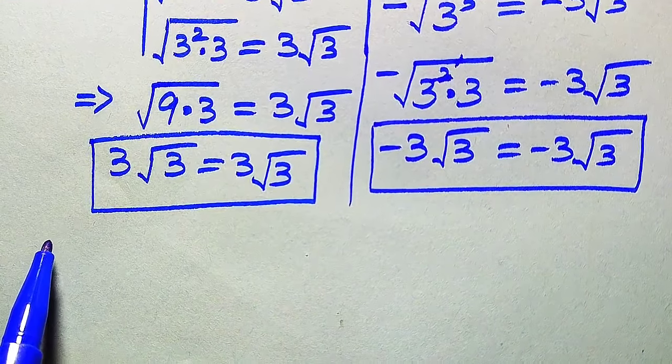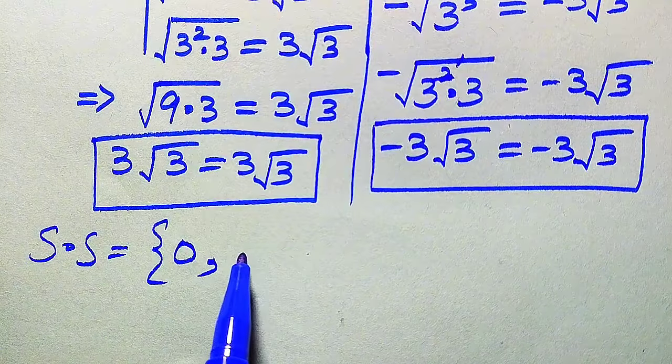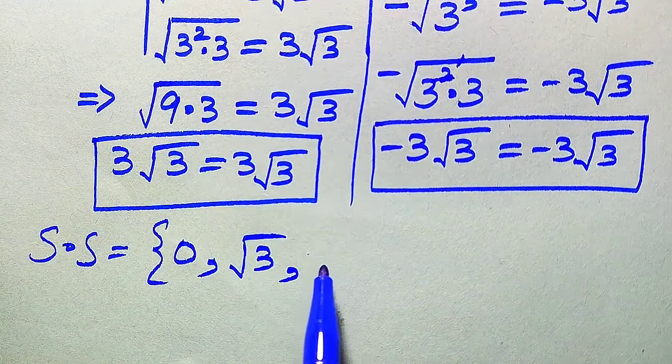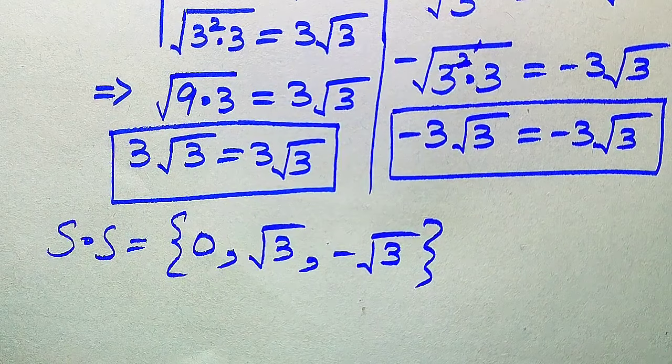So finally we have the solution set of the given question is 0, square root of 3 and minus square root of 3. So these are the three solutions of the given equation and this is the final answer.